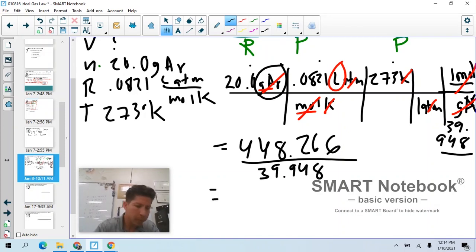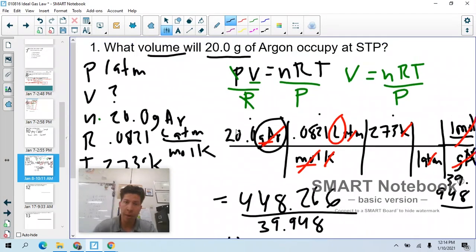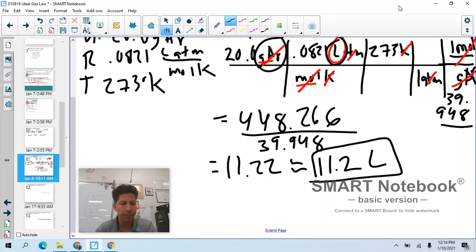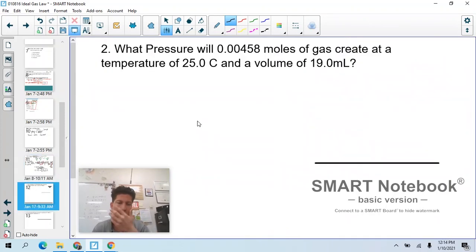Divide that, you get 11.22, but let's look at sig figs. Look up at our measurement. I have 3 sig figs for my measurement, so I have to round this to 3. So that's going to be 11.2. What are my units? Well, liters is the only thing not canceled. That's the ideal gas law, guys. Let's go ahead and do a couple more.